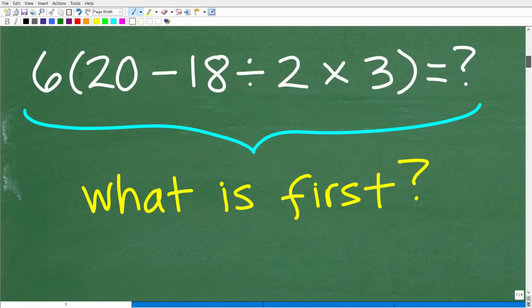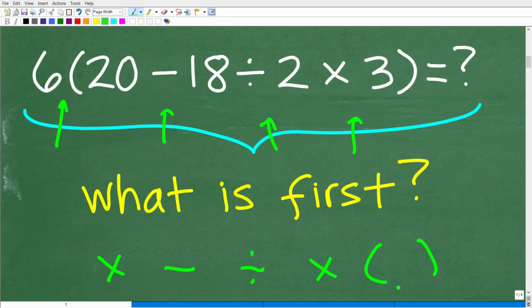I'm assuming most of you out there have some basic math skills, but you might just be missing one or two of the components to do this problem correctly. The first thing we need to consider is the following: what is first? If we take a look at what's going on in this problem, we have different mathematical operations. Right here we have multiplication, then subtraction, then over here division, and multiplication again, and then we even have parentheses going on. So what do we do first?